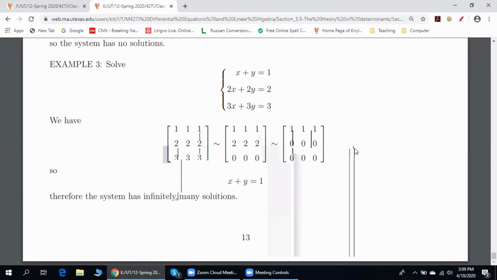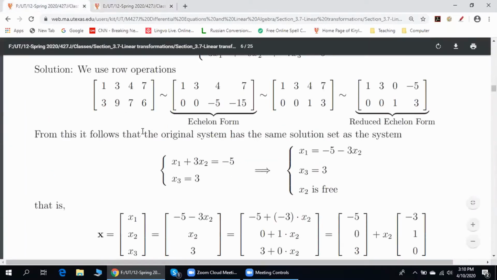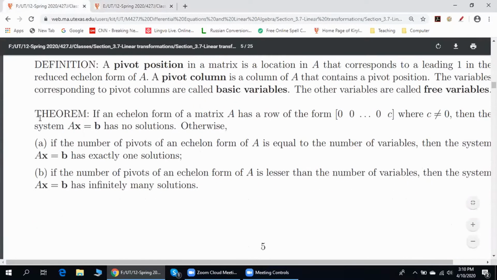One solution, no solutions, infinitely many solutions. The question is, looking at an echelon form, is it possible to know for sure how many solutions a system has? The answer is yes. Please take a look at this very important theorem.